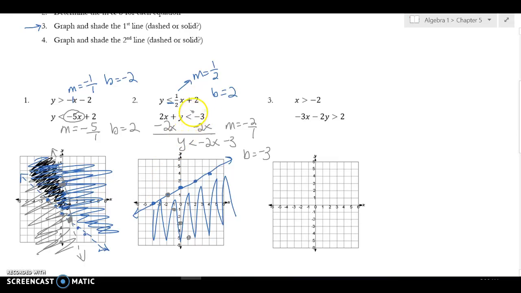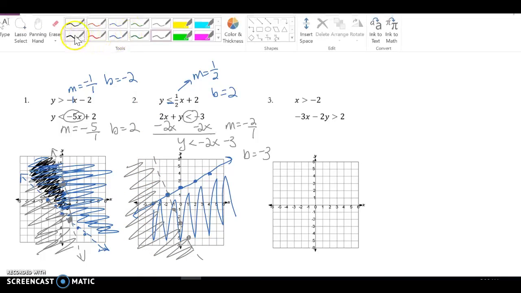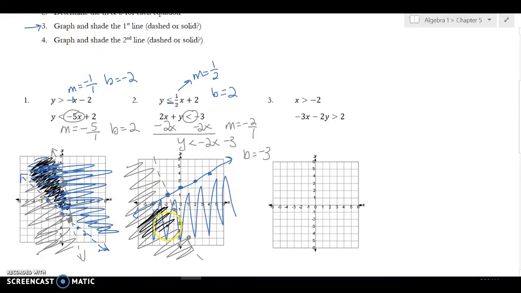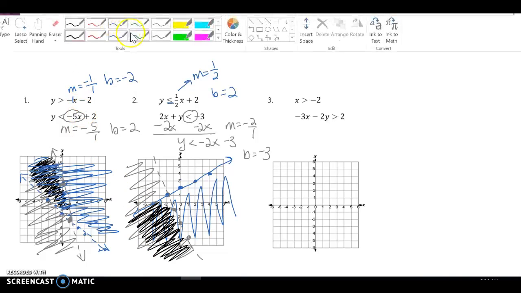This time, you see that? That's going to be a dotted line. And I'm going to shade below. And so your answer region is where you see gray and blue. So my answer region this time is down here. Okay, let's do one more and then you'll have an opportunity to try some.